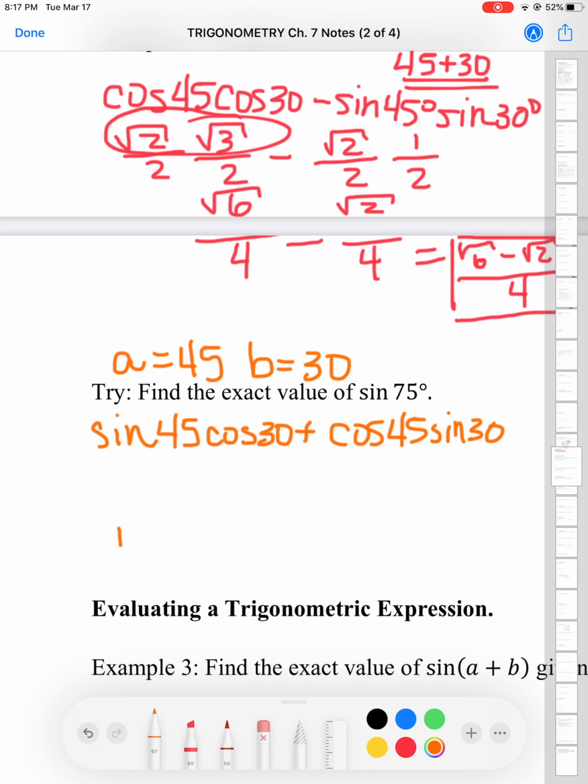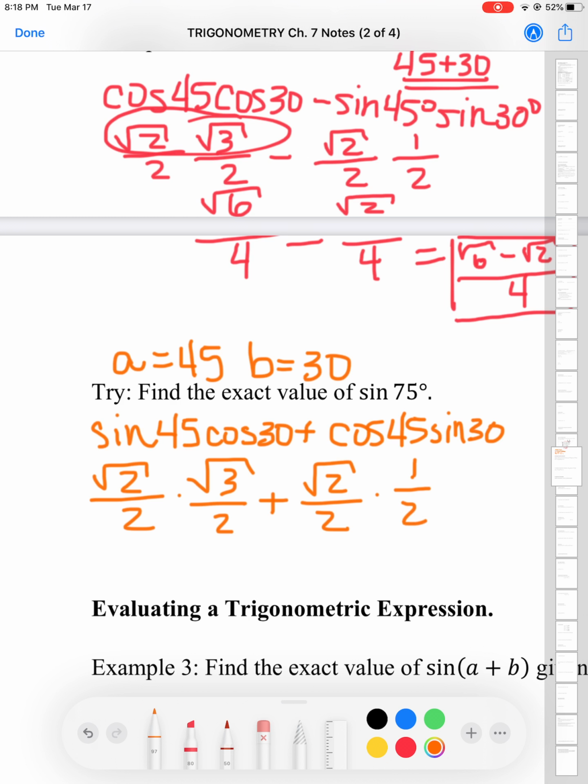Okay, if we're going to be doing this, I need a better stylus. So sine 45 is root 2 over 2. Cosine 30 is root 3 over 2. Cosine 45 is root 2 over 2. And sine 30 is a half.